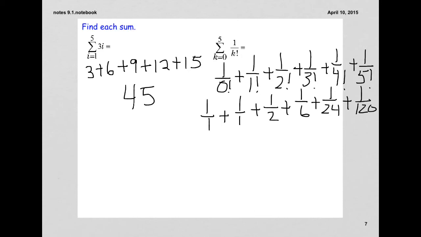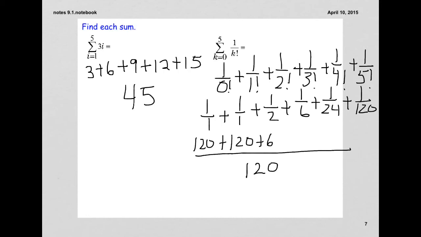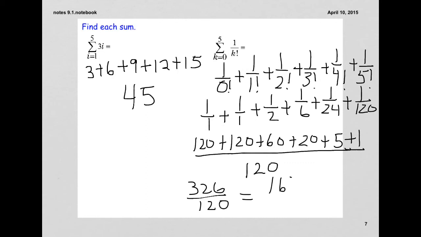That means my common denominator is going to be 120. So I've got 120 plus 120 plus 60 plus 20 plus 5 plus 1, which comes out to be 326 over 120, which we simplify down to 163 over 60.